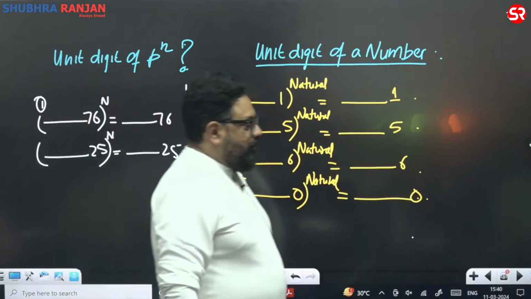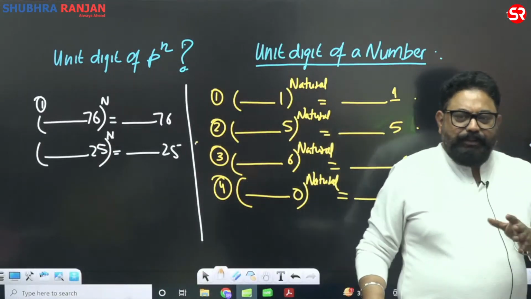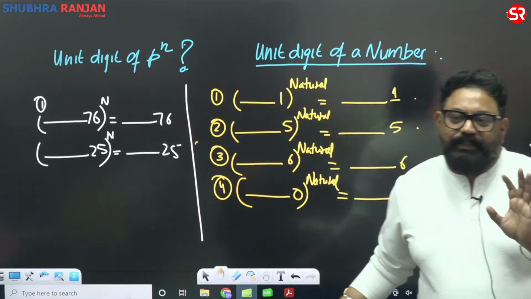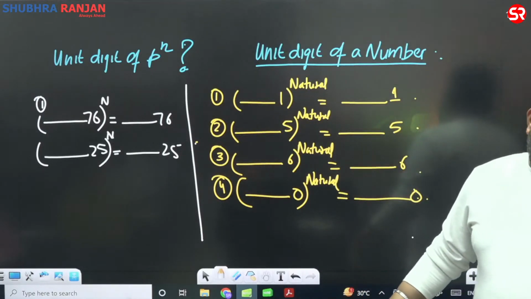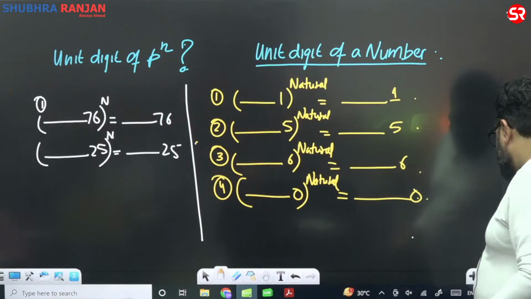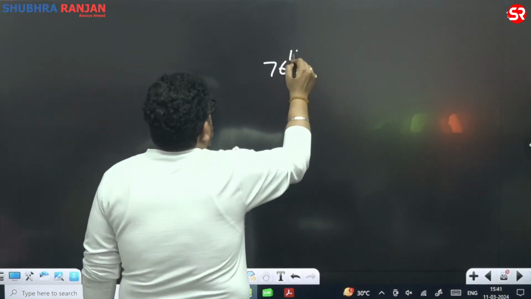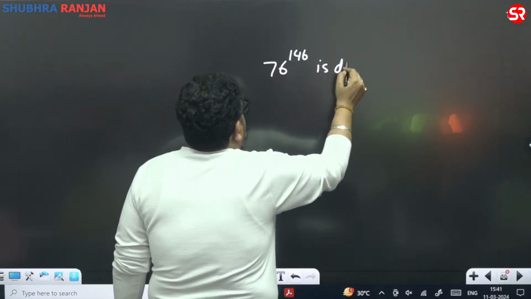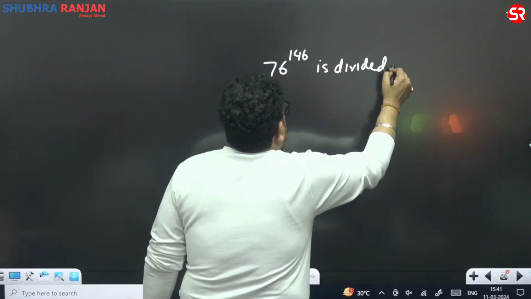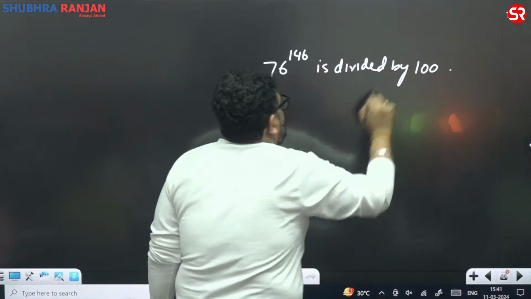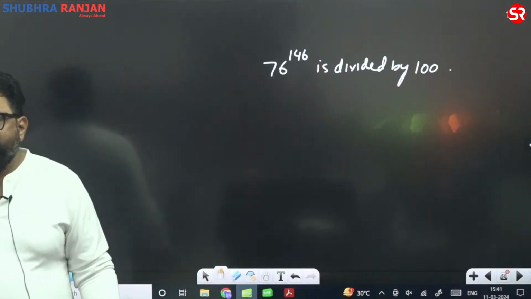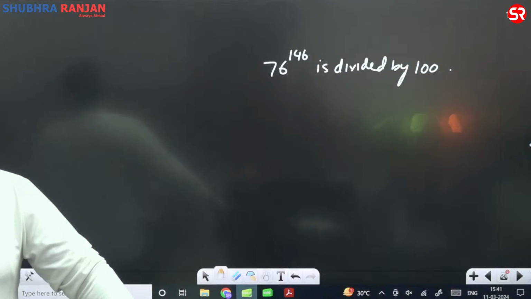Right? A simple question. Don't solve it, just use your brain. What is the remainder when 76 to the power 146 is divided by 100? 76.